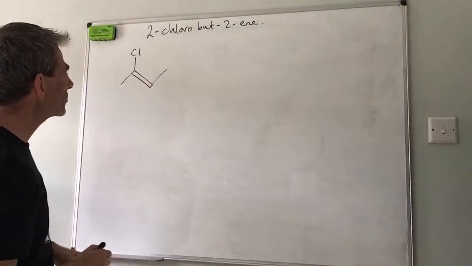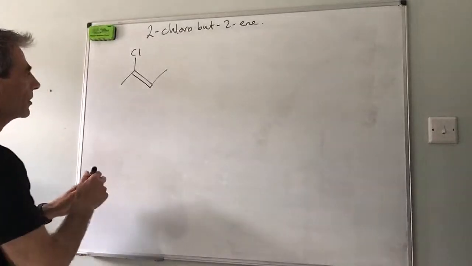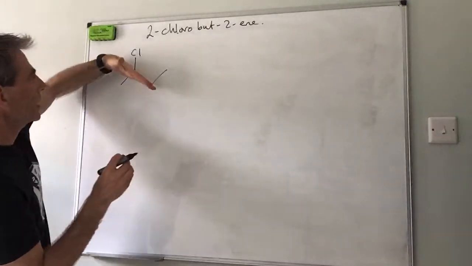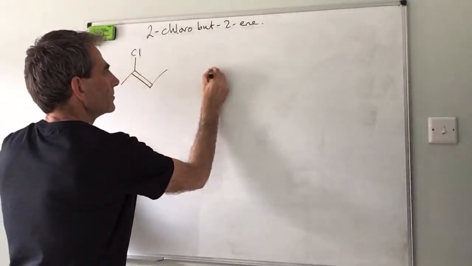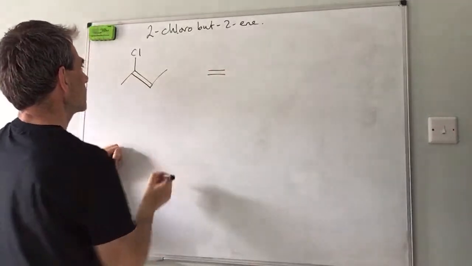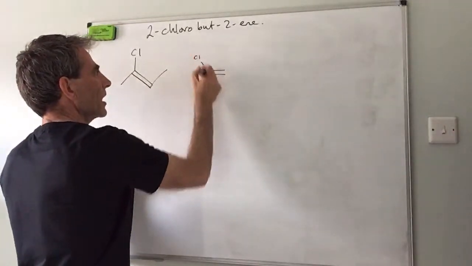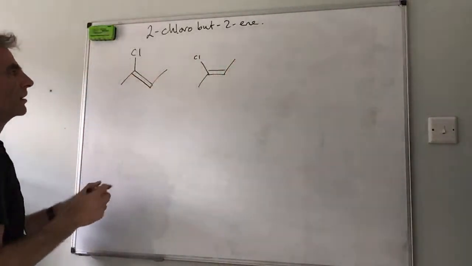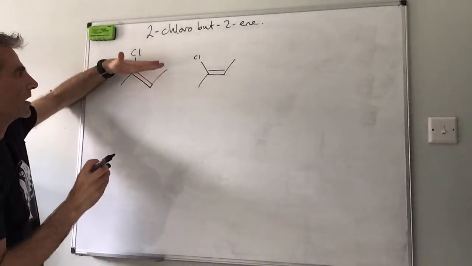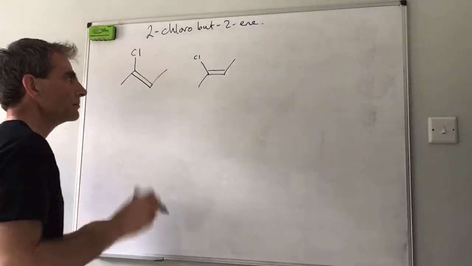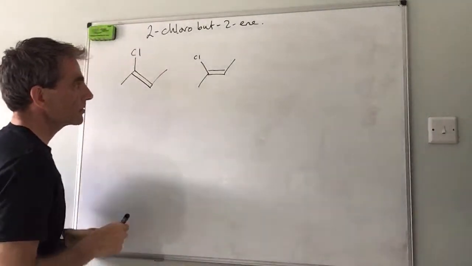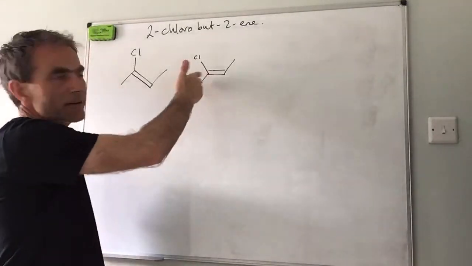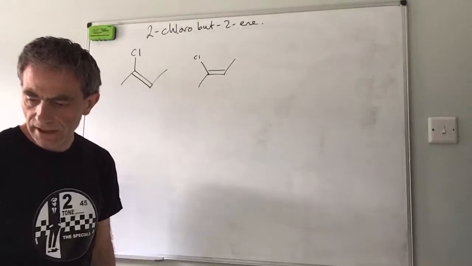Okay, so which one have I drawn? Tell you what, let's make it a bit easier for ourselves. All I'm going to do is make that more horizontal. So we'll put the chlorine there. Still the same. That's exactly the same as that. All I've done is just straightened it up. Okay, right. So, do you want to have a go? Is that E or is that Z? Off you go. E or Z?